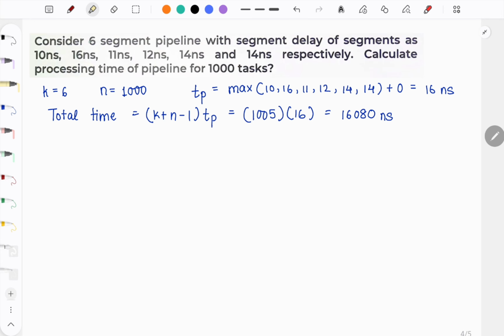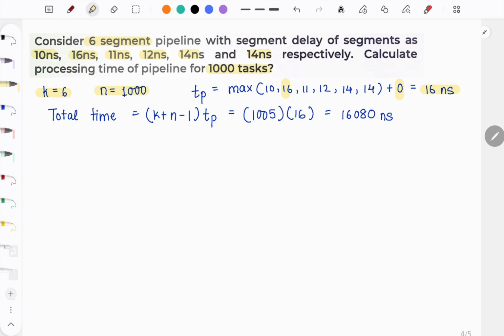This is another question where we are given 6 segments. This is a pipeline with segment delays of 10, 16, 11, 12, 14 and 14 nanoseconds. So we have to calculate the processing time of pipeline for 1000 tasks. So first, the number of segments k is 6, the number of tasks is 1000. Now in order to find the cycle time, we have to find the maximum segment delay out of these. So we can see that 16 is the maximum among all these data, and we are not given any kind of register or buffer delay, so we'll assume it to be 0. So the cycle time will be 16 nanoseconds.